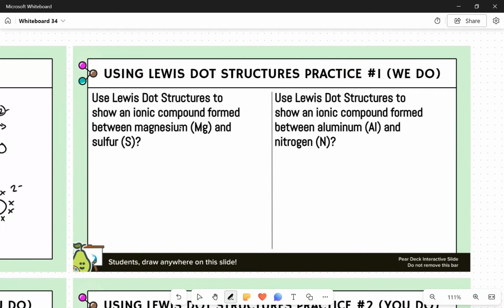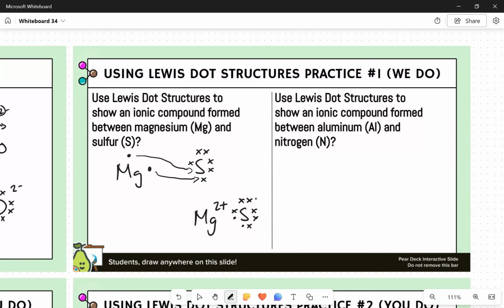Same thing, magnesium and sulfur. Magnesium has 2 valence electrons. Sulfur has 6. So these 2 electrons are just going to fit in the spots right here. And we're going to end up with Mg2+ and sulfur 2−. So we're just showing how these electrons are moving.